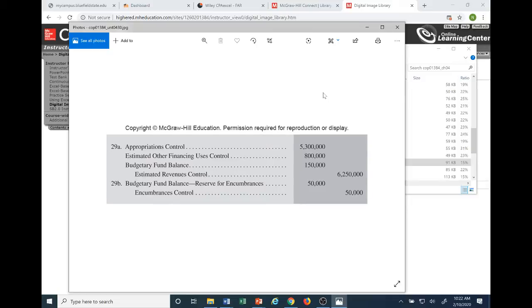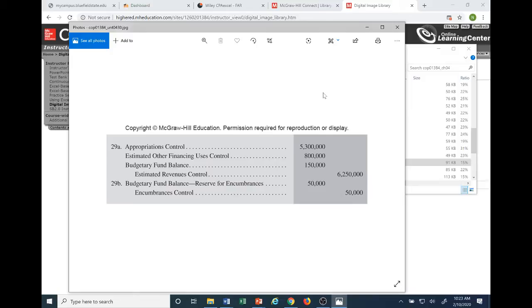Estimated revenues control of 6.25 is credited here because when we set the budget, it was originally debited. So pretty much it's just a complete opposite, right? We're just washing the original entry we just did. If it was the original debit, we're going to credit it. If it's an original credit, we're going to debit it. And the fund balance is just going to move to the other side, right? So then we've closed the budgetary accounts.